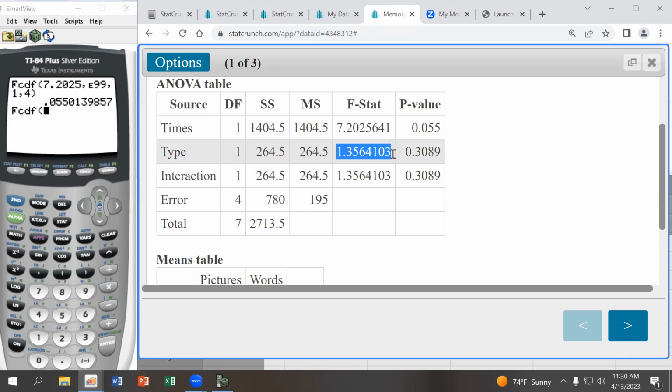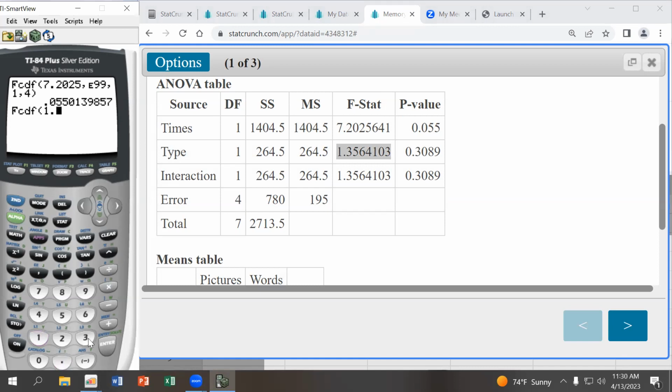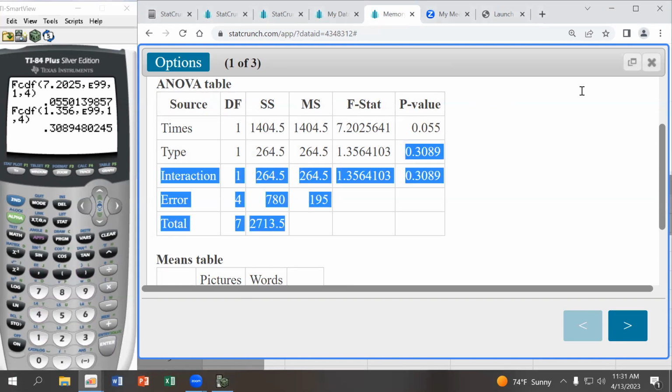The next F statistic is 1.35. That's for the column factor. So 1.356, comma, second comma, E99, the upper value, infinity. DF for the column factor is 1. DF for error is 4. You get 0.3089. Good.